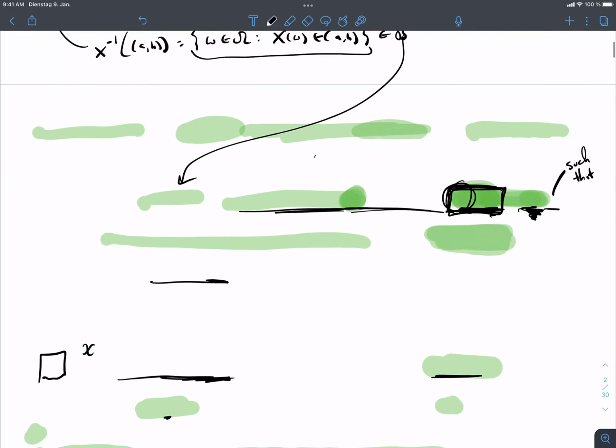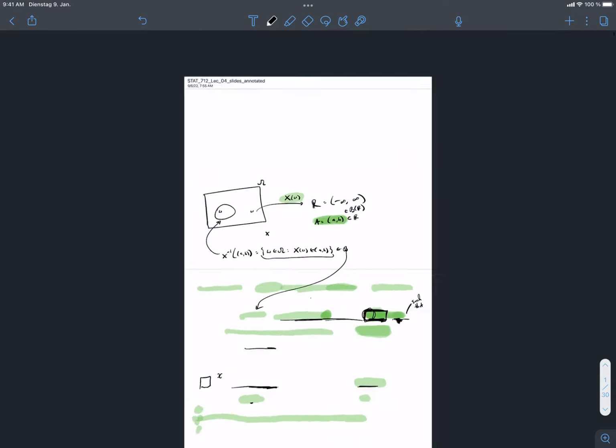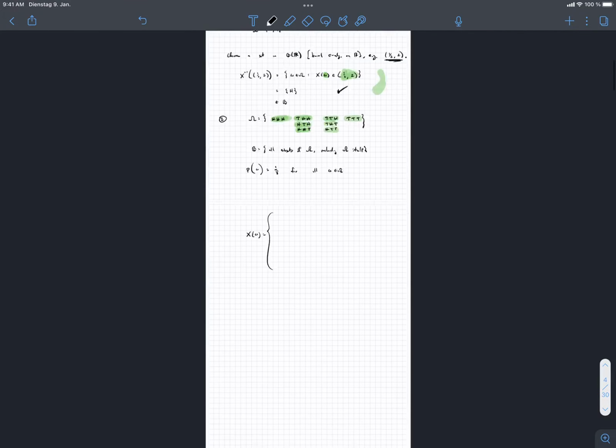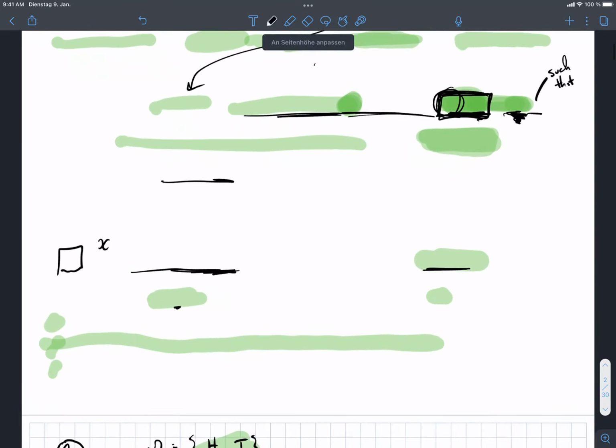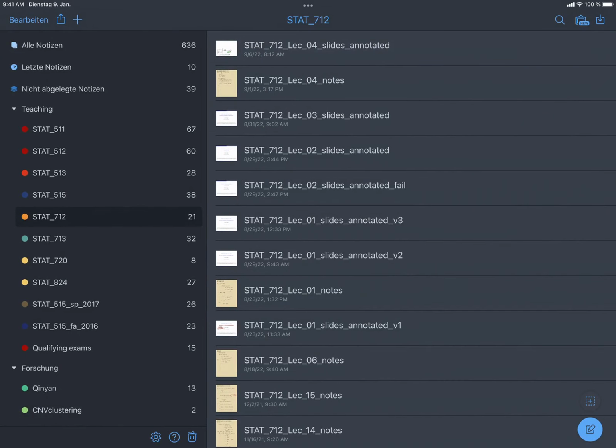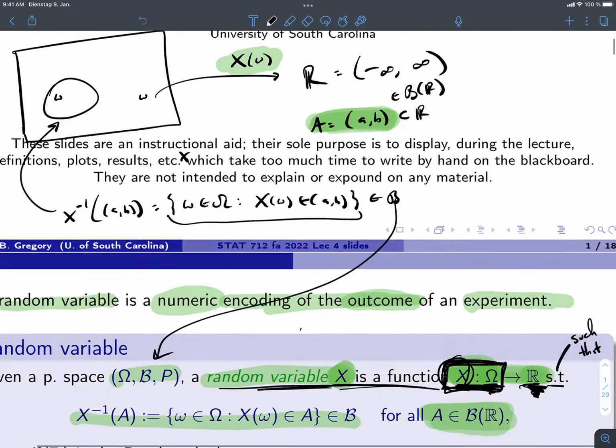Uh-oh, what's going on here? Something very strange has happened. Let me go out of it and get back in. Let me open another one, get back into this one. Okay, things are back.